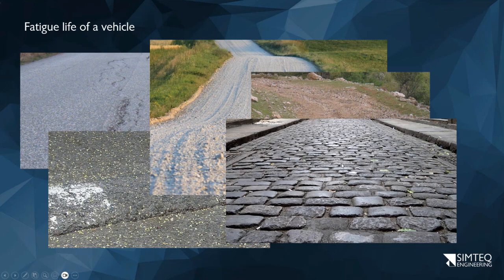So another pretty nasty one, cobblestones. It's got a pretty repeatable, reasonably close to a certain frequency if you drive at a certain speed, but pretty severe input as well into the system. Okay, so a vehicle can drive over pretty much any of these. And to calculate the life of a vehicle is not quite possible because we don't beforehand know how much of this and how much of this and how much of each of those effectively we have.